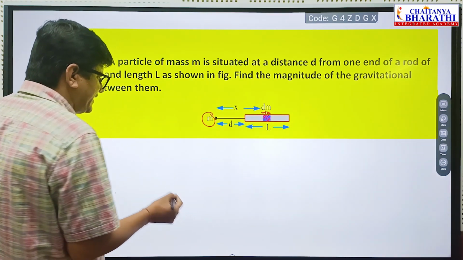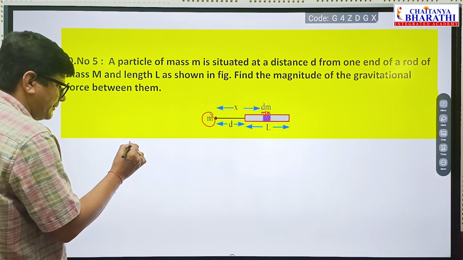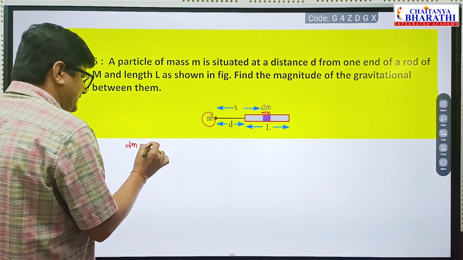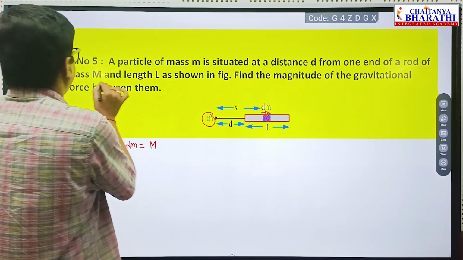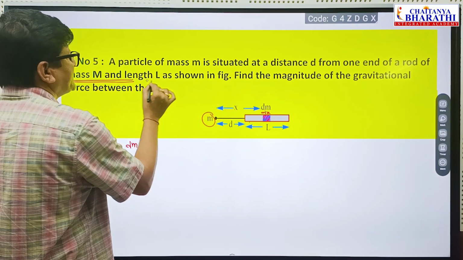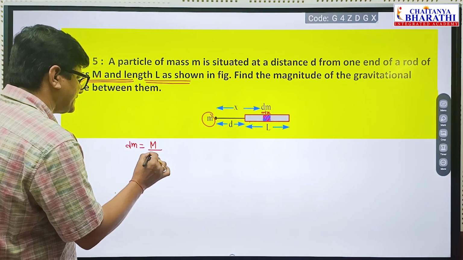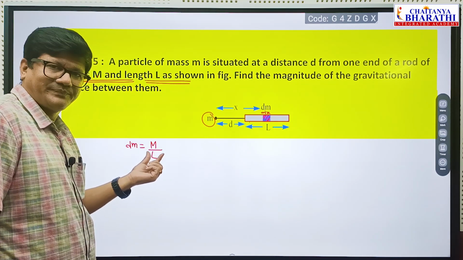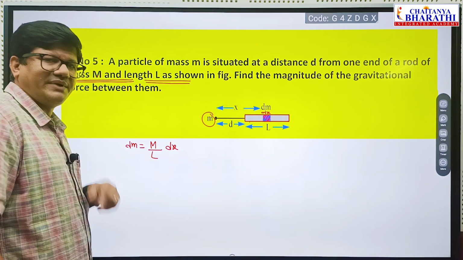Here first I calculate the mass of the small element. Mass of the small element is equal to mass per unit length times dx. Capital M is the mass of the rod given, L is the length of the rod. Mass per unit length is M by L. So for unit length this much mass is there. For dx length how much will it be? dx into M by L.